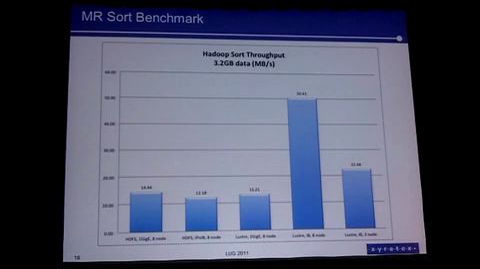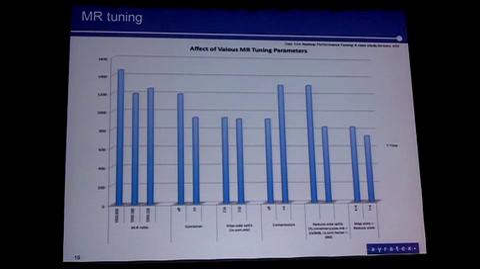Again, this is our small cluster and our particular sort job, so your mileage may vary. We did a little work on tuning Lustre as well to try and optimize it for MapReduce. Oh, actually, sorry, this is not what this slide is about. This slide is about changing MapReduce tuning parameters themselves. This has nothing to do with Lustre.